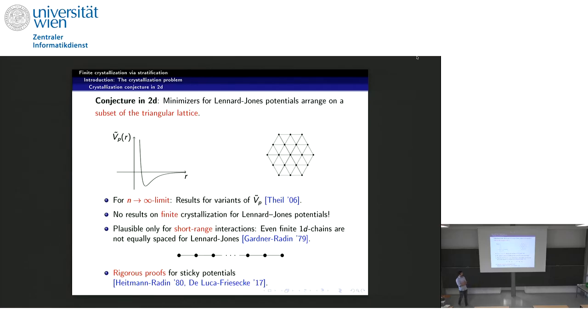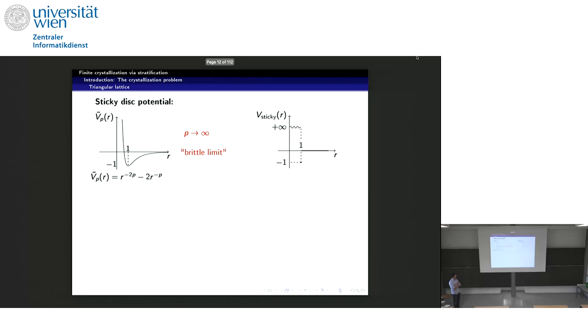And Heitmann and Radin in the 80s showed that you get crystallization in the triangular lattice for the so-called sticky disk potential. So what is the sticky disk potential? If you want, it's a brittle limit of the Lennard-Jones potential if you take the exponent p and send it to infinity. This means that you take the well and make it narrower and narrower, such that in the limit it breaks down to the sticky potential, where distances which are less than one between two atoms are forbidden and give you infinite energy.